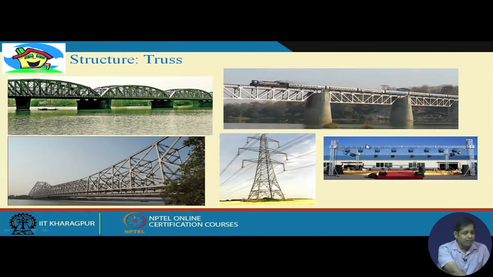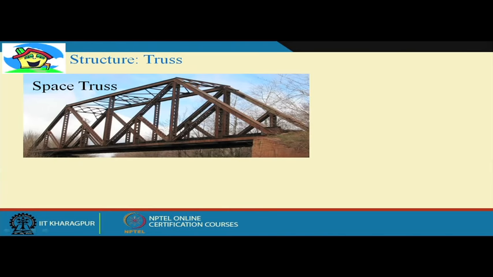But the important thing here is, you see, all these structures are three-dimensional structures. In fact, we are living in a three-dimensional space, right? So every structure is essentially a three-dimensional structure. But what we do here is idealize them as two-dimensional structures and perform the analysis on those two-dimensional structures. That is not our restriction. The reason we perform analysis on two-dimensional structures is that through them we can demonstrate and learn the concept, and once we learn the concept, the similar concept can be extended to any three-dimensional structure.